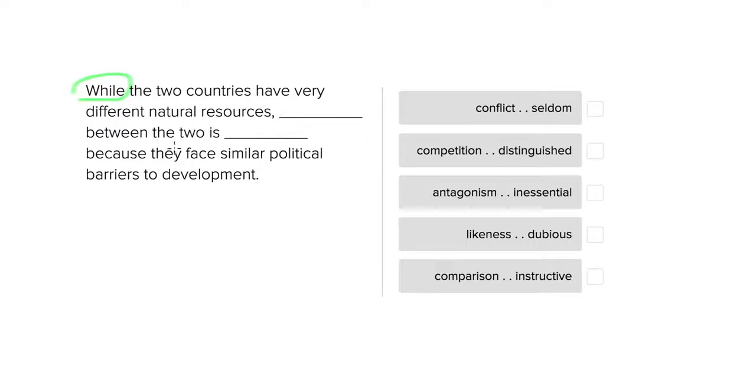And the next thing we should watch out for is that whatever is being told to us must happen because they face similar political barriers to development. So it must happen because they have this in common, the obstacles that they face. Let's go ahead and look at the options that we're given.